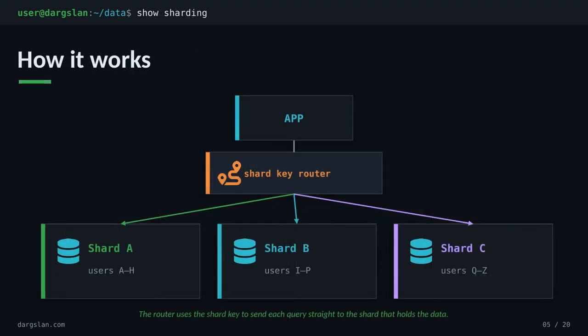Now let's translate that library into a real system. Your application doesn't talk to the shards directly, it talks to a shard key router sitting in the middle. The router looks at the key, say a username, figures out which range it falls into, and sends the query straight to shard A, B, or C. No broadcasting, no guessing, one hop to the right place every time.